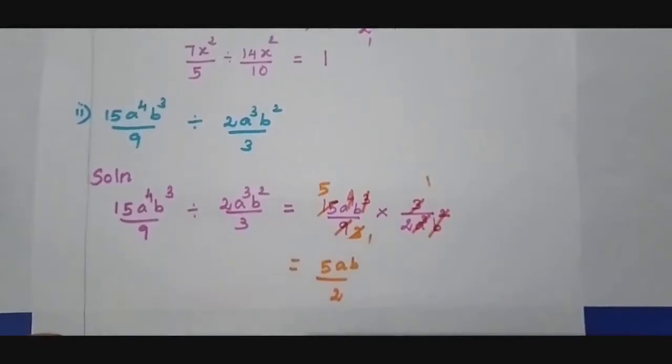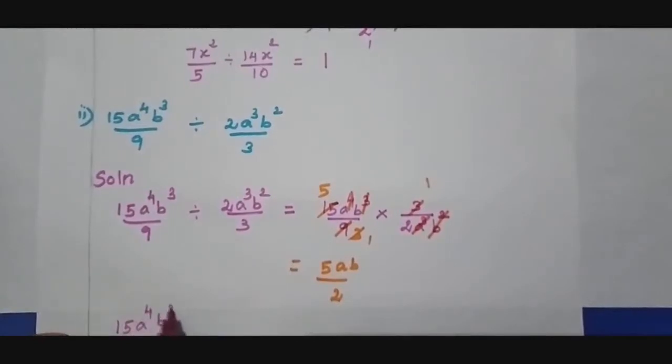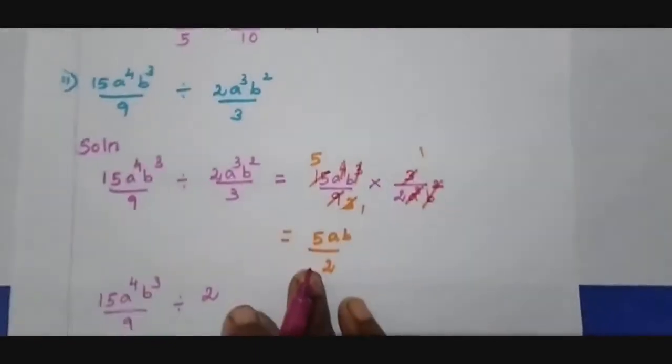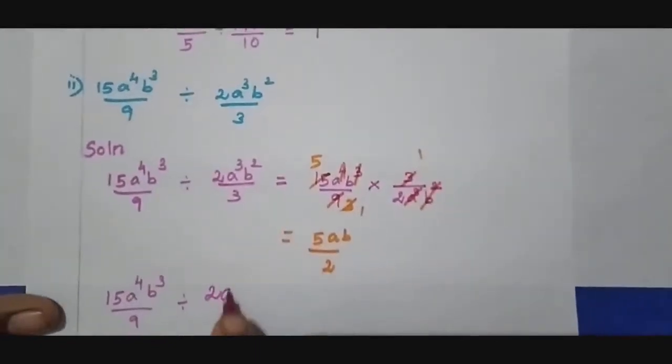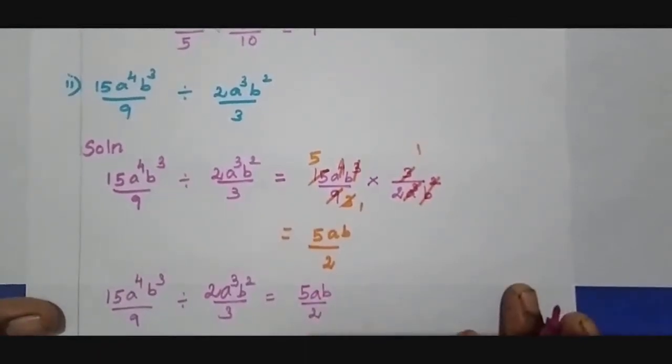So your answer is 15a power 4 b cube by 9 divided by 2a cube b square by 3 is equal to 5ab by 2. Is it clear, children? Yes.